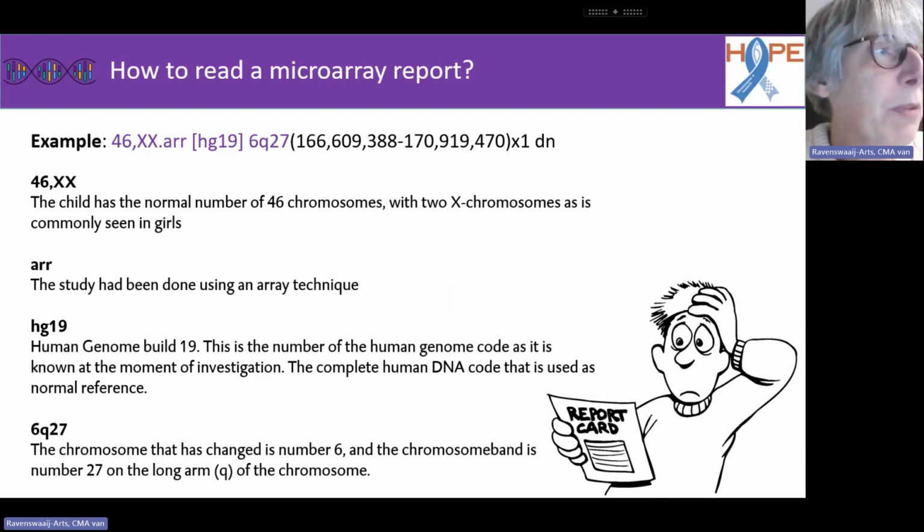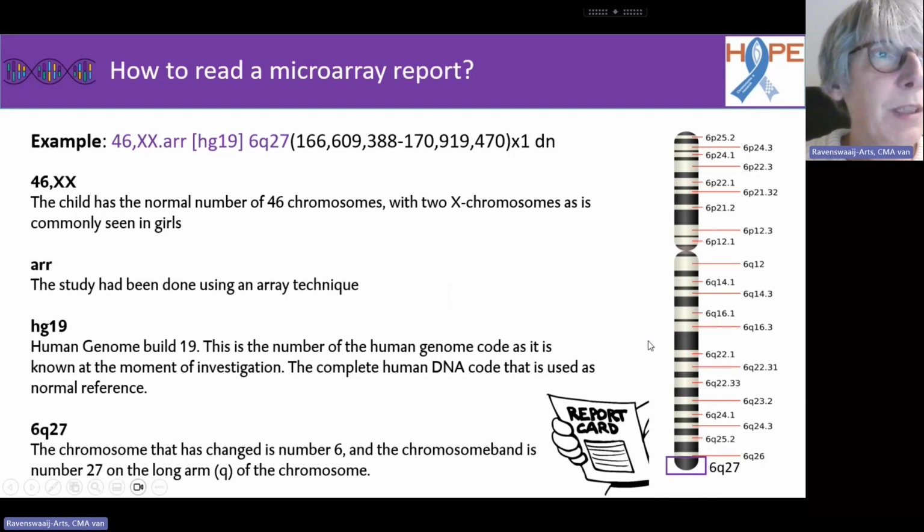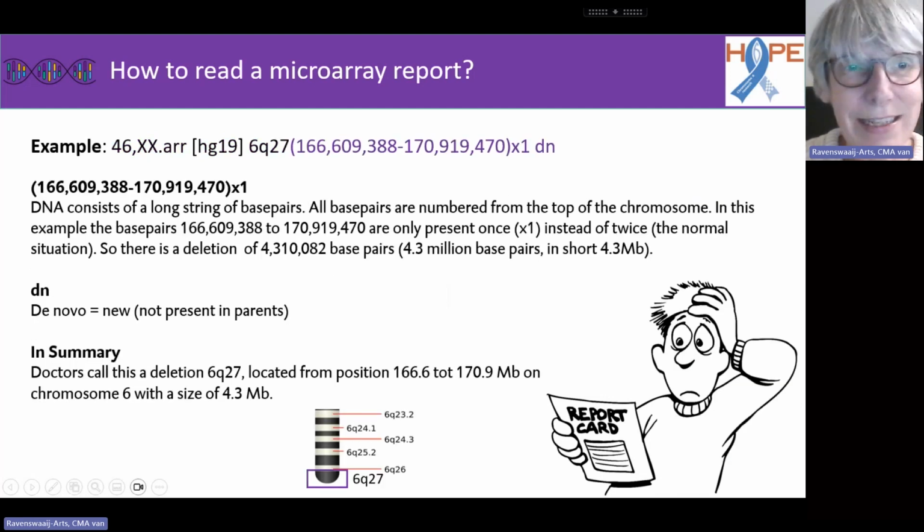6q27 means that the chromosome that has changed is number 6, and the chromosome band is number 27 on the long arm, Q, of the chromosome. So here again, chromosome number 6, and the deletion is located here. And I know it's a deletion because of this, which I will explain in the next slide. Okay, here it is.